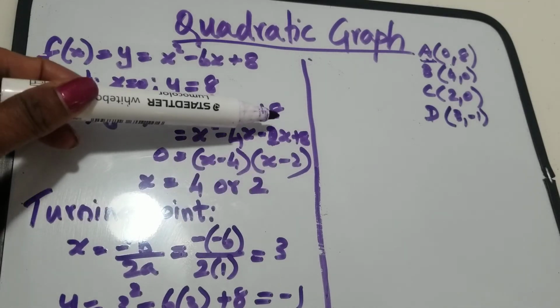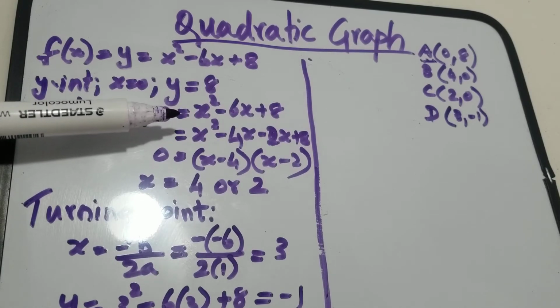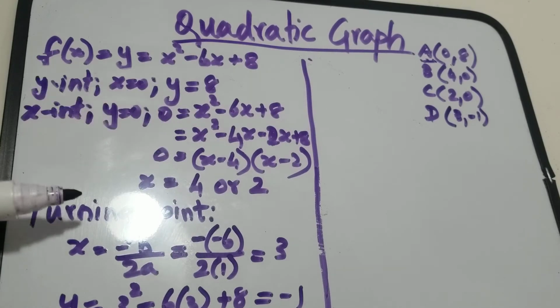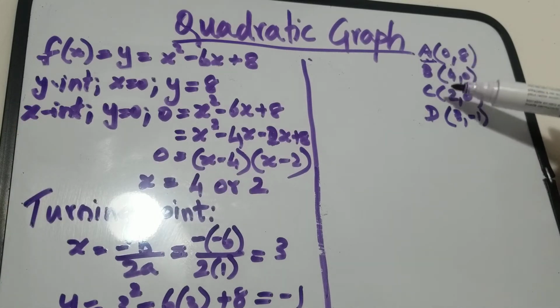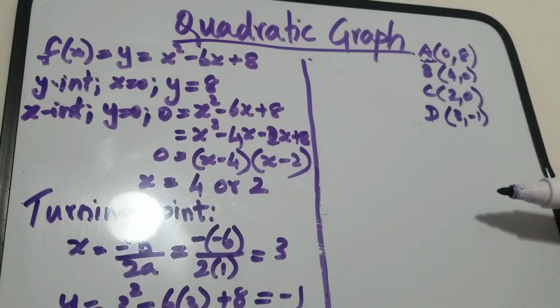This is a quadratic. We can solve it by completing the square, using the formula, or by factorizing. Now these two points are marked as B and C: 4, 0 and 2, 0. All these coordinates can later on be marked on the graph.